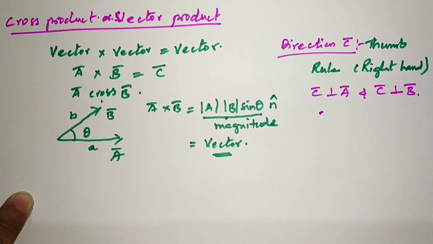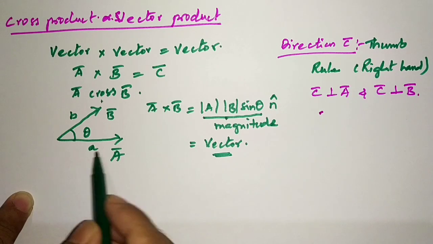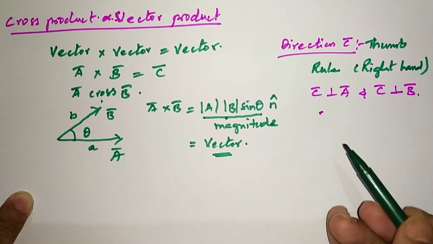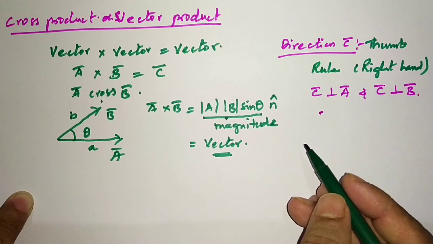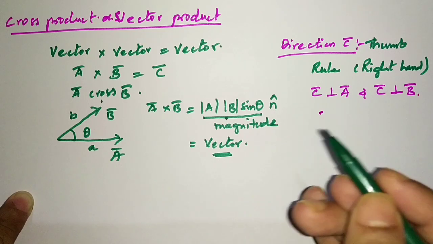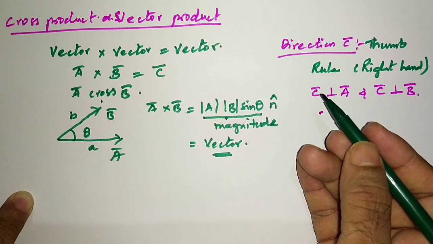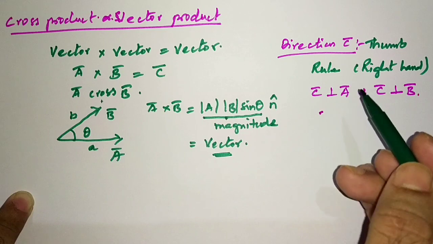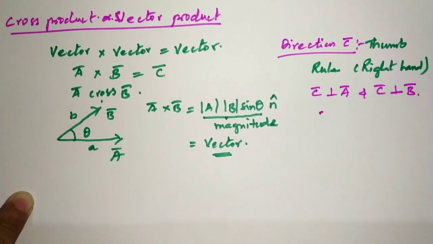Now in which direction it will be? Let us take A along the x-axis, B along the y-axis. Then in which direction vector C will be? Z direction, because the z-axis is perpendicular to x and perpendicular to y. Very good. Now how to calculate the direction? So right hand thumb rule. We will be using the right hand thumb rule.